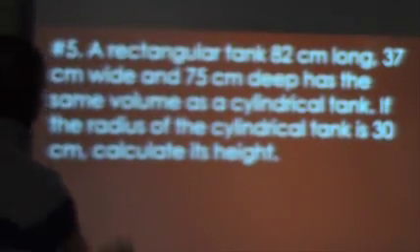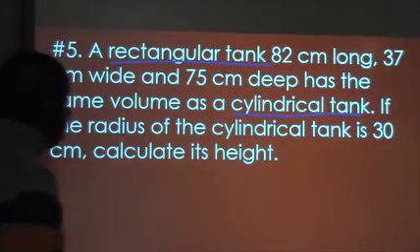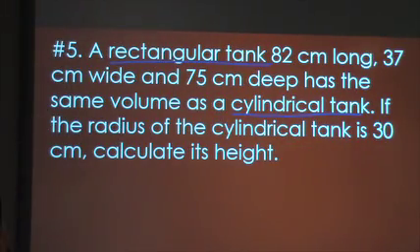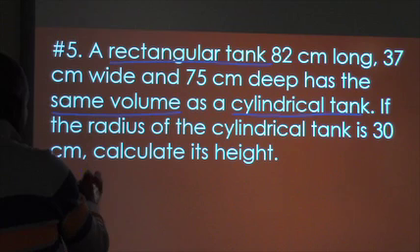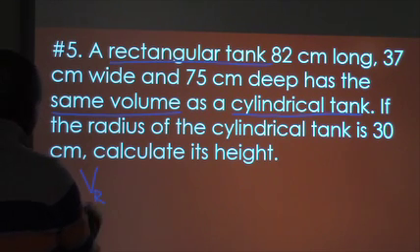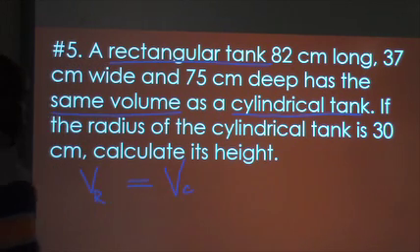So a rectangular tank. I see a rectangular tank in here, then I see a cylindrical tank. So perhaps this is a problem where we're going to be comparing things. Let's see. The rectangular tank, 82 centimeters long, 37 centimeters wide, and 75 centimeters deep, has the same volume as the cylindrical tank. So the volume of the rectangular solid is equal to the volume of a cylinder.